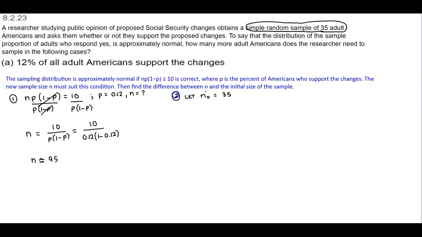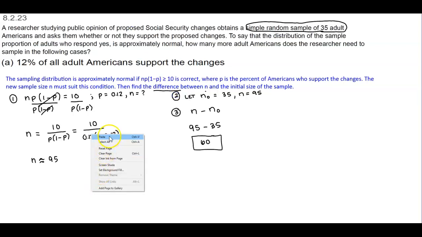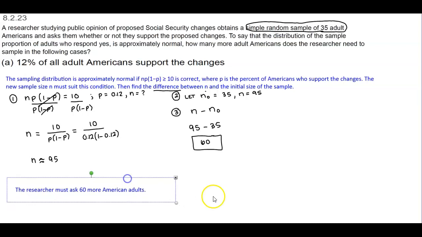Therefore, we want to find the difference between n and the initial size. The n that we found was 95, so we're looking for n minus n subscript 0. We take 95 and subtract 35, and that gives us 60. And so we can say that the researcher must ask 60 more American adults to satisfy those conditions.